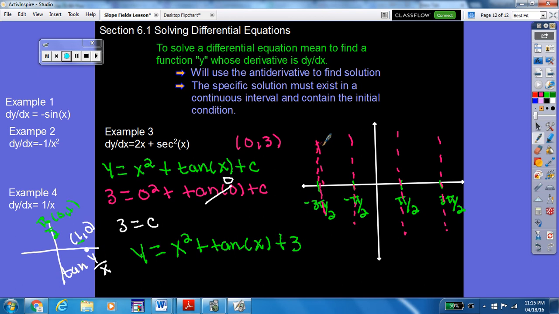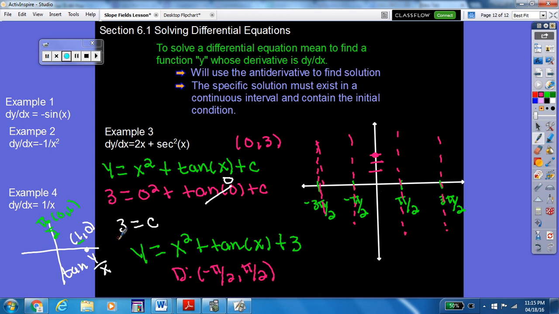Okay, I can't just say that this is the answer because right now this extends over a discontinuity. So I go to my initial condition and ask myself, well, where is that located? That's the point (0, 3). So that would be located right here in between these two discontinuities. So that means that my answer is not only this antiderivative and this initial condition that helped me find 3, but I've got to state my domain as well. And in this case, my domain goes from negative pi halves to positive pi halves, because that is the interval that contains my initial condition.